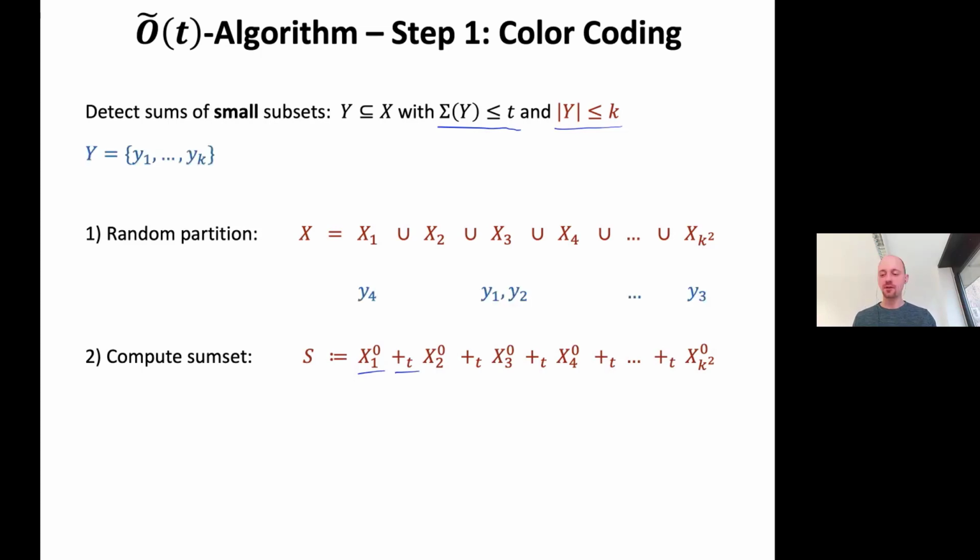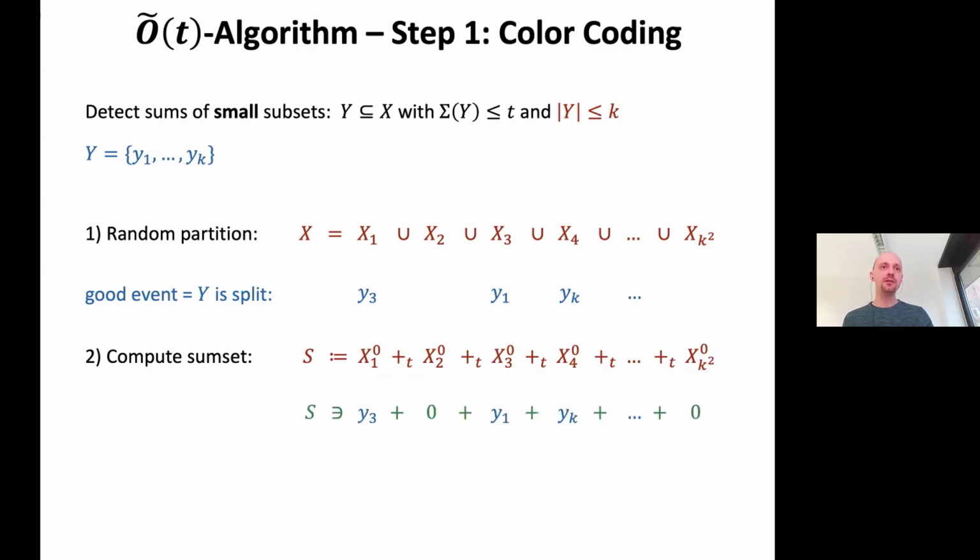Okay, now what happens to a subset of size k? Suppose we have this subset Y consisting of k items. These items are somehow randomly distributed over these buckets, right? And it can, of course, happen that two items land in the same bucket, and that would be a bad event. Then the set Y is not split. Then let's look at the good event, namely that the set Y is split, meaning that every bucket contains at most one element of the set Y. And then we're in the good case, right?